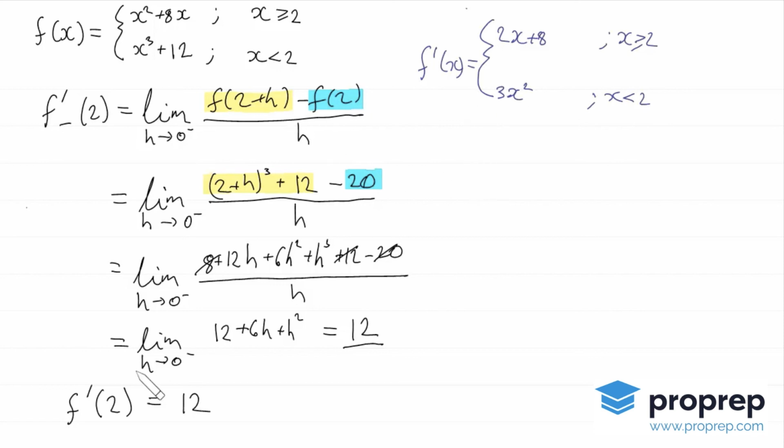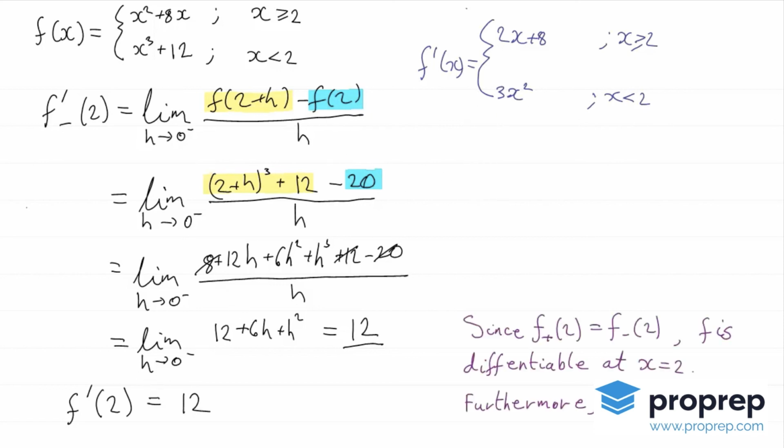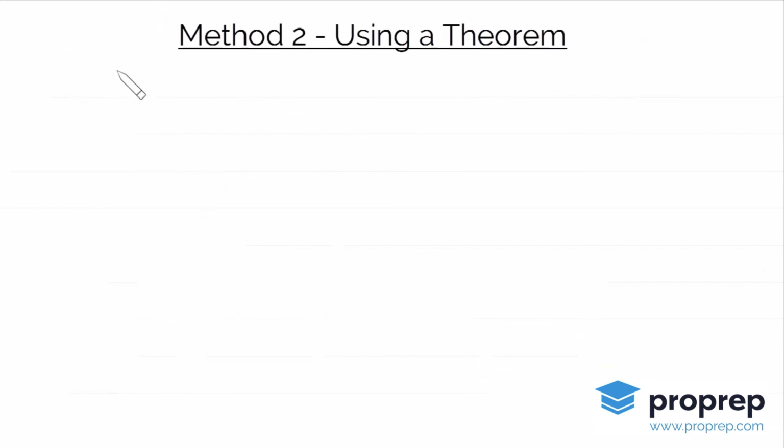Last thing I want to do is just summarize what we said here. So to summarize, since the right derivative at 2 equals the left derivative at 2, and if I remember this was equal to 12, then f is differentiable at x equals 2, and furthermore, the derivative of f at 2 is this common value of 12. Now we come to method 2 for differentiability, using a theorem. What is this theorem? Well, let me present it to you.